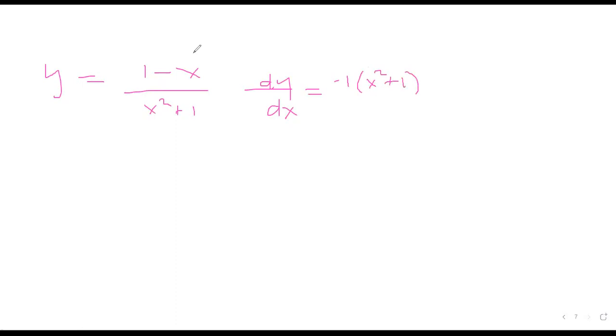So let's try if we had (1 minus x) over (x squared plus 1). Let's do this together. dy over dx. So what are we doing first? We differentiate the top part. What do we get when we differentiate the top part? Minus 1, right? Then you multiply it with the bottom part as it is. What do we get? x squared plus 1. Then subtract the denominator.